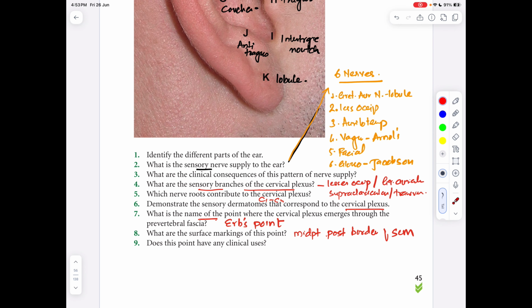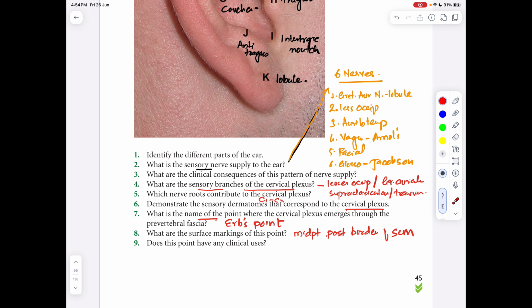What are the sensory branches of the cervical plexus? Lesser occipital, greater auricular, supraclavicular, and transverse cervical. These are the 4 nerves. The sensory dermatomes that correspond to the cervical plexus are C1 to C4; the brachial plexus begins at C5. C1 has no sensory contribution. The spinal contributions are as follows: lesser occipital C2, C3; greater auricular C2, C3; transverse cervical C2, C3; and supraclavicular C3, C4.